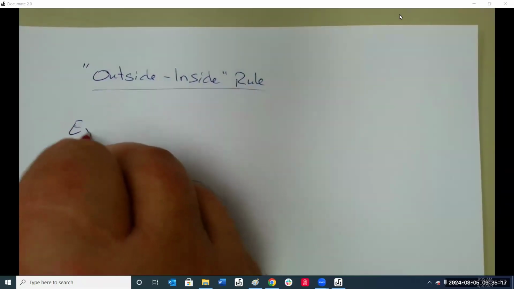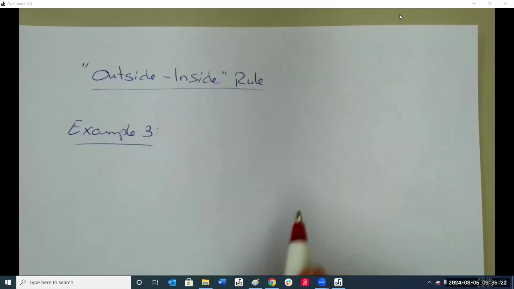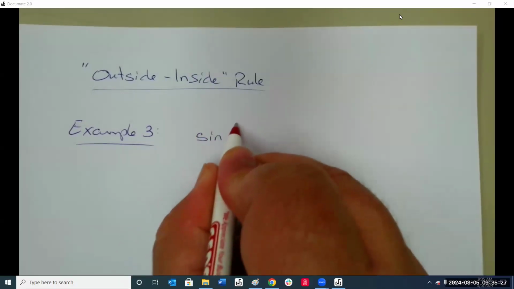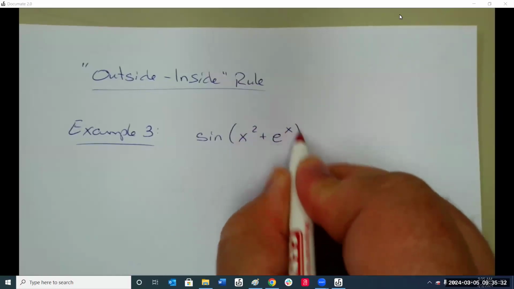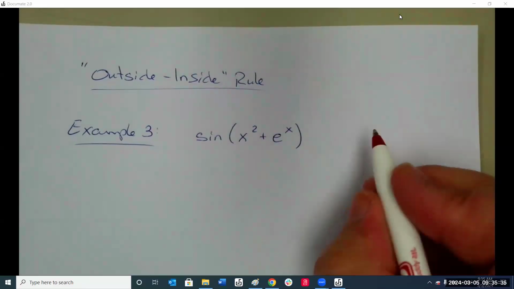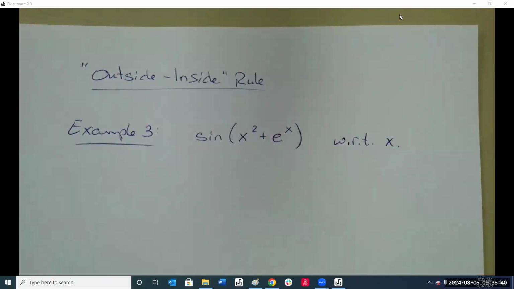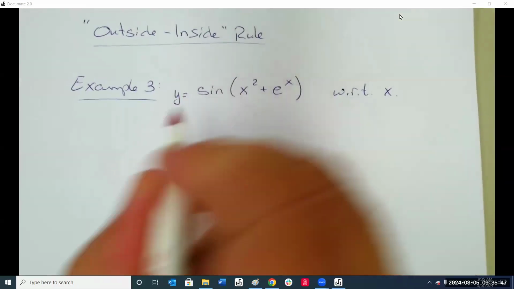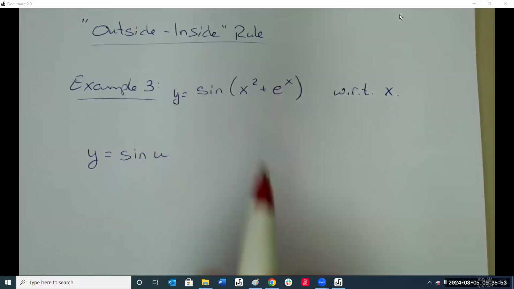So example 3. Differentiate. What does differentiate mean? Find the derivative. Exactly. Very good. Find the derivative with respect to x. So this is what y equals. So y is equal to sine u.